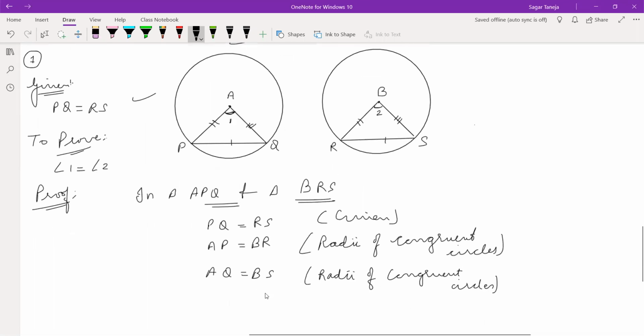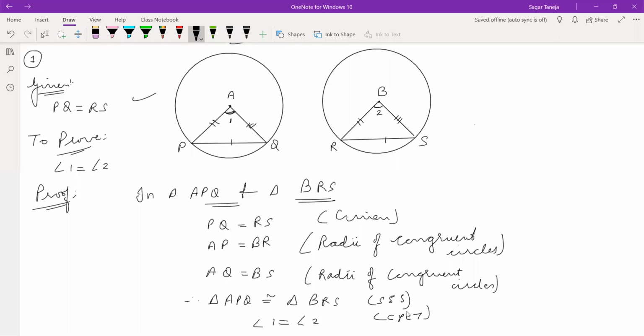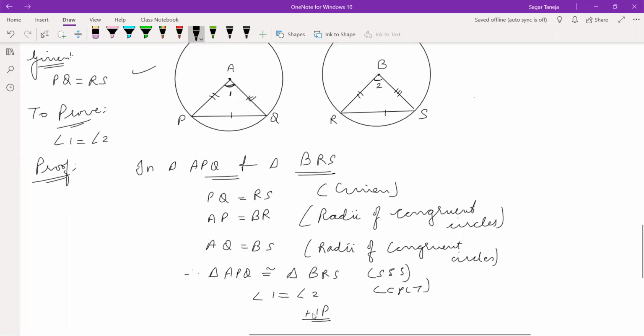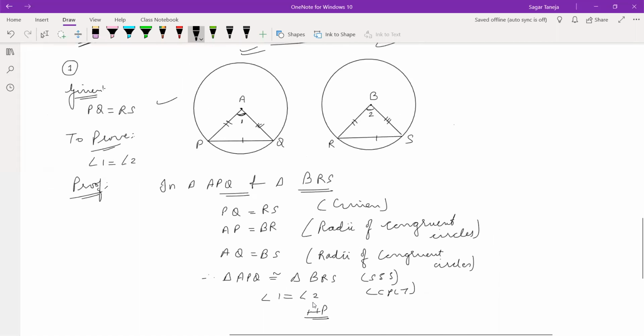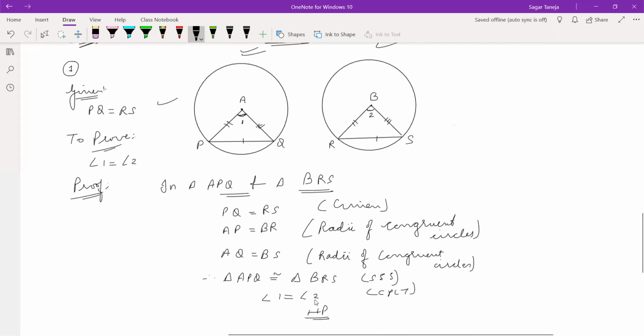Therefore, we can say that triangle APQ is congruent to triangle BRS by triple S congruence criteria, and angle 1 will be equal to angle 2 by CPCT. Hence proved. There should not be any query in this question if you have understood theorem 1, because this is just the same as theorem 1. What is the difference between the two?